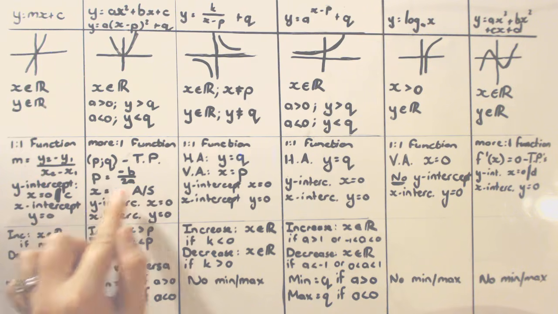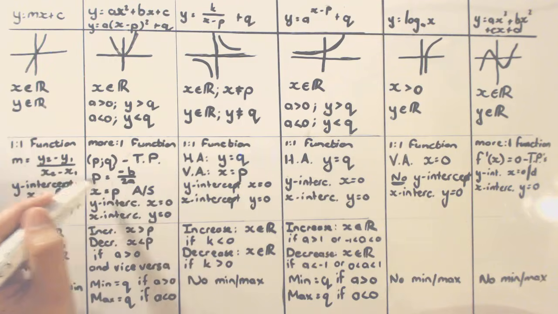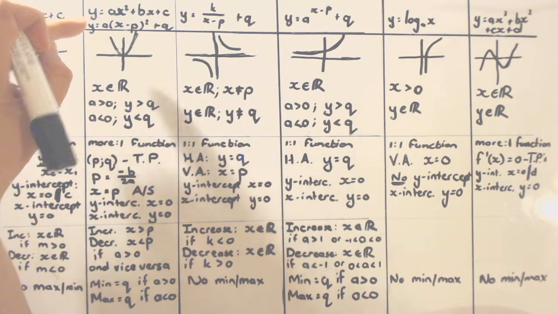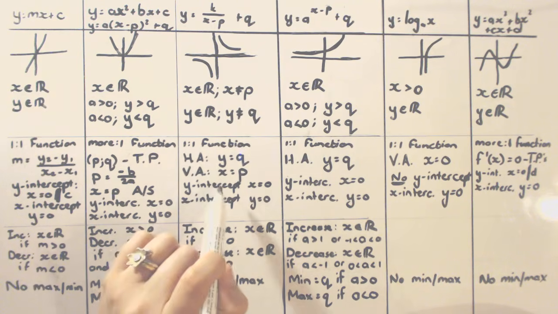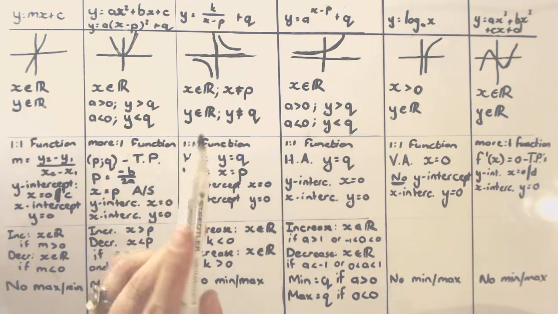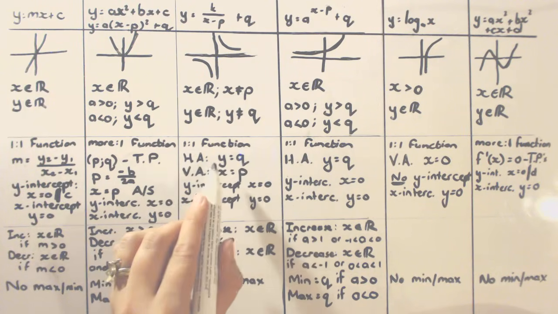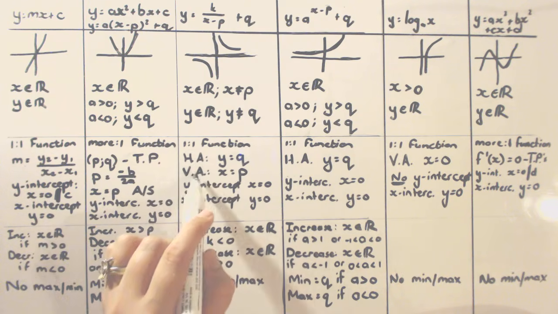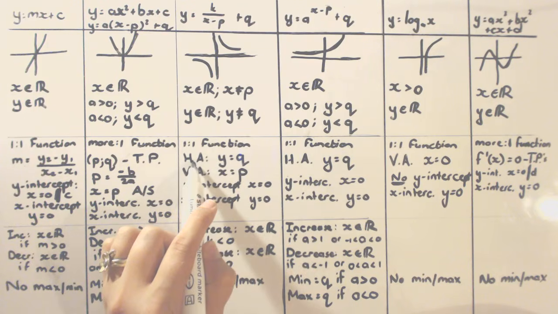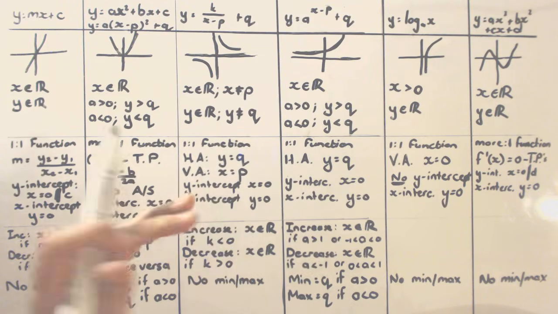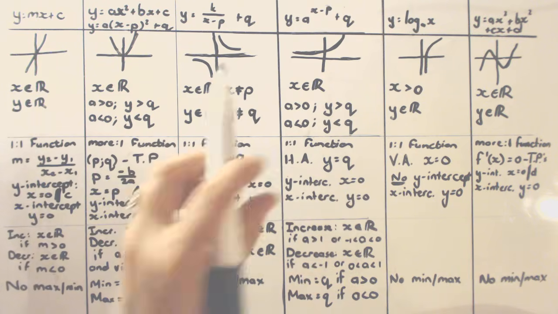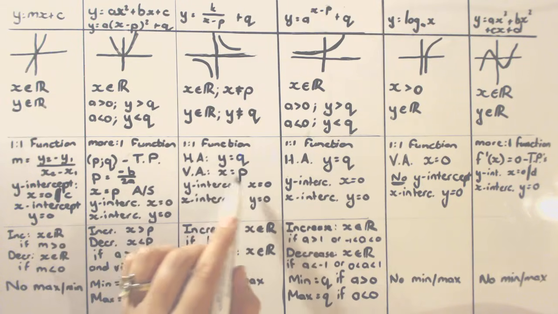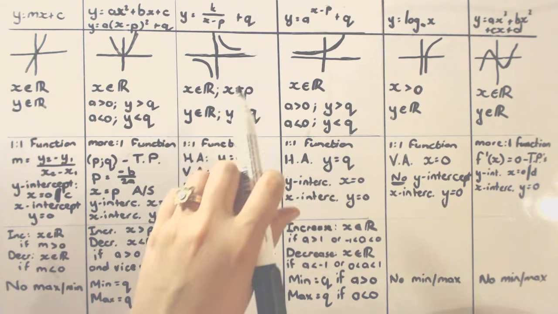So I can use this formula without actually going and completing the square to go from this standard form to the turning point form. And then for the hyperbolic function, it's important to know you will have a horizontal and a vertical asymptote. The equation of the horizontal asymptote is y is equal to whatever the value of q is, and the equation of the vertical asymptote is x is equal to p.